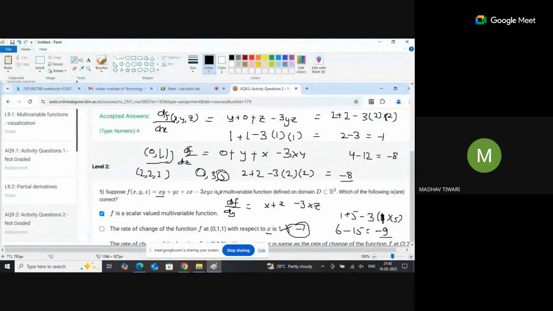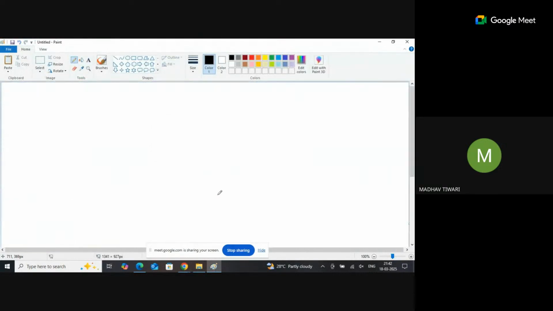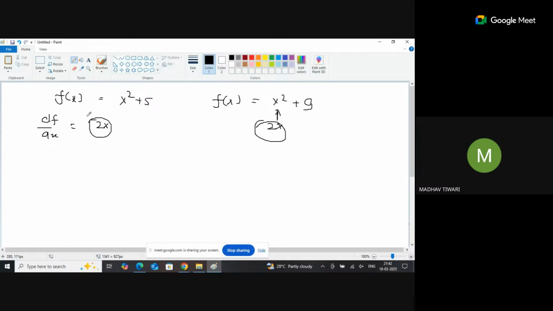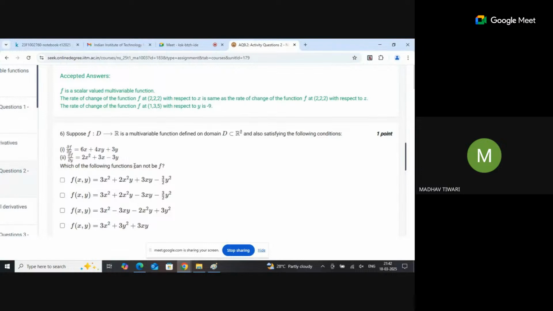One thing you need to keep in mind: if derivatives are the same, it is not necessary that the functions are the same. Suppose you have two functions. Your first function looks like x square plus 5. Another function looks like x square plus 9. If you take the derivative, it will be 2x here, and here it is also 2x. Derivatives are the same, but not the functions. So same here, it is saying can be. It is not saying that it will be, it can be.